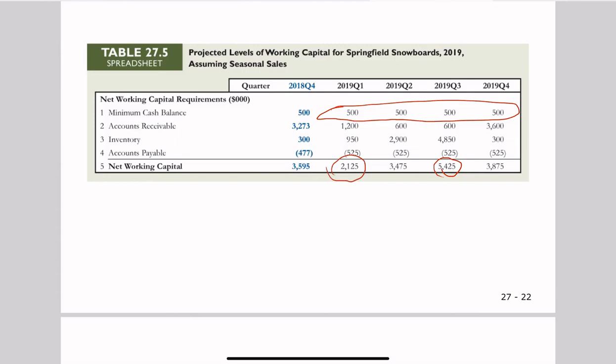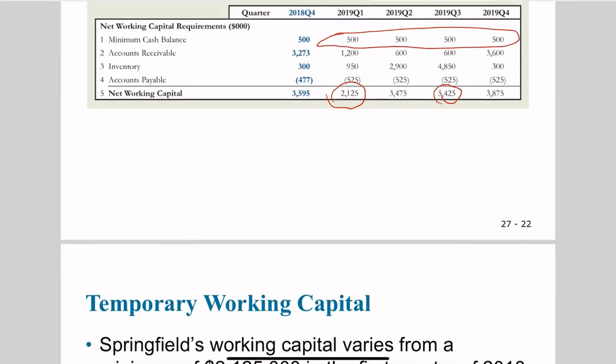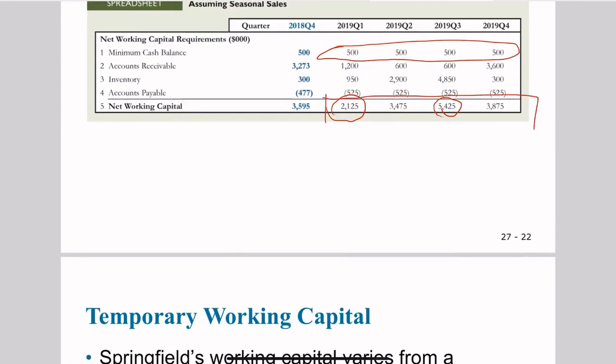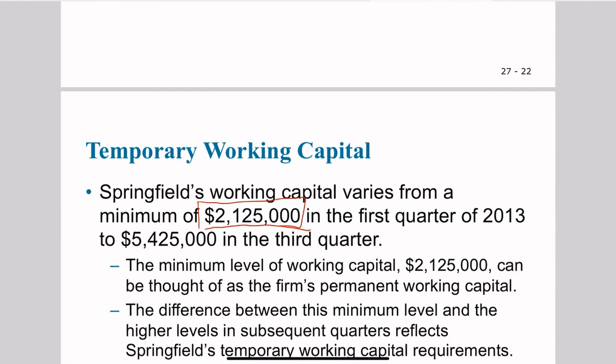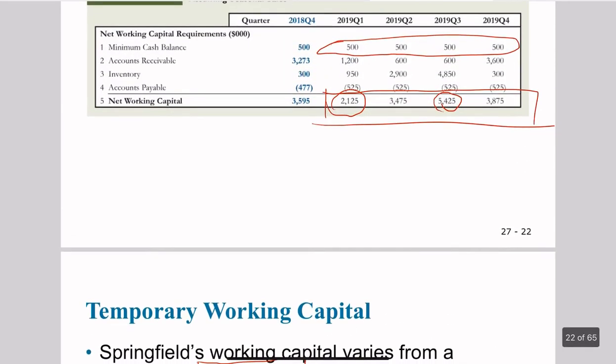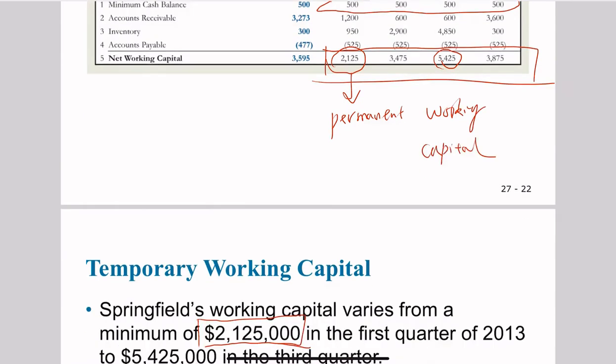So you would only need 2,125, right? In these numbers, you will find a number which tells you what the firm's permanent working capital is. We will consider Q1's number, this 2,125, as permanent working capital.